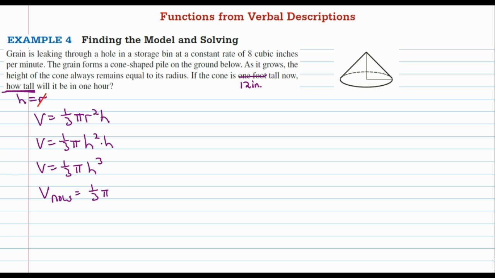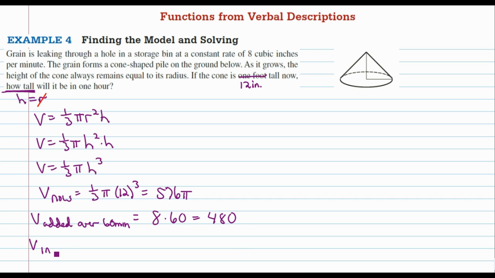So I need the volume now, which is 1/3 pi times 12 cubed, which in my calculator is 576 pi. So that's my volume now. The volume added over an hour, 60 minutes, well, it's 8 cubic inches per minute, so that's 8 times 60, so that's 480 cubic inches. So the volume in an hour is going to be 576 pi plus 480.